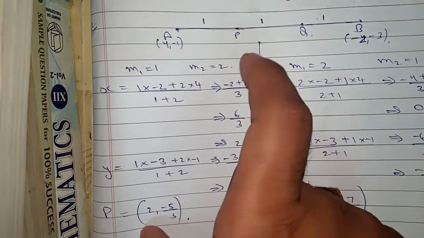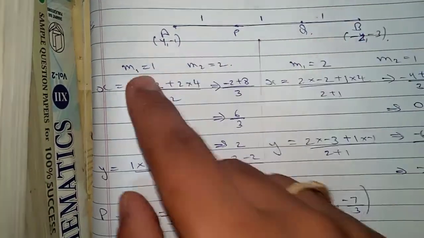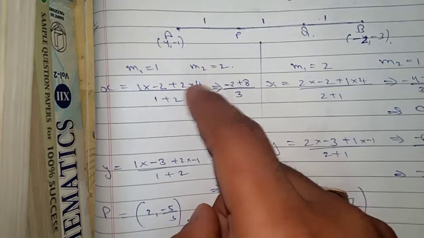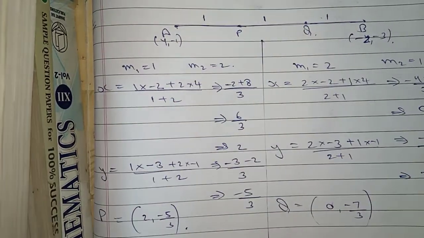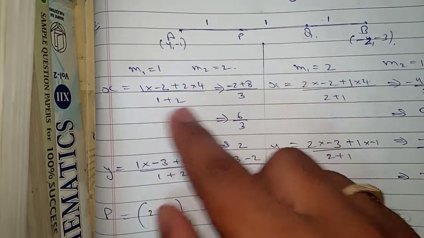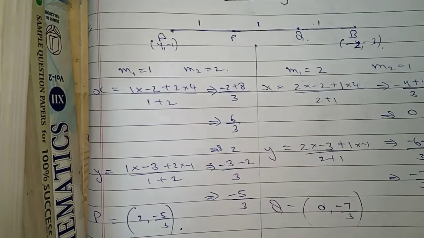The 2 multiply, sorry, first we go for X. M1, X2. 1 multiply minus 2, 2 multiply 4, 1 plus 2, that is 2 into minus 1 minus 2 plus 8 divided by 3, that is 6 divided by 3, it will be 2.